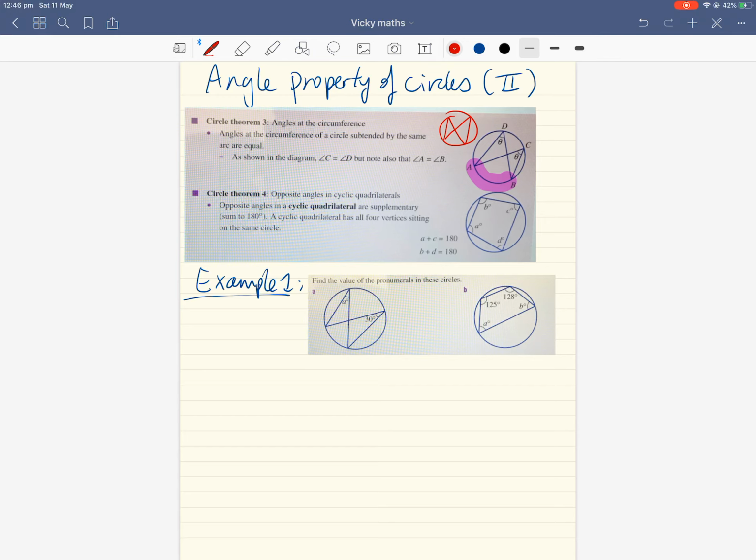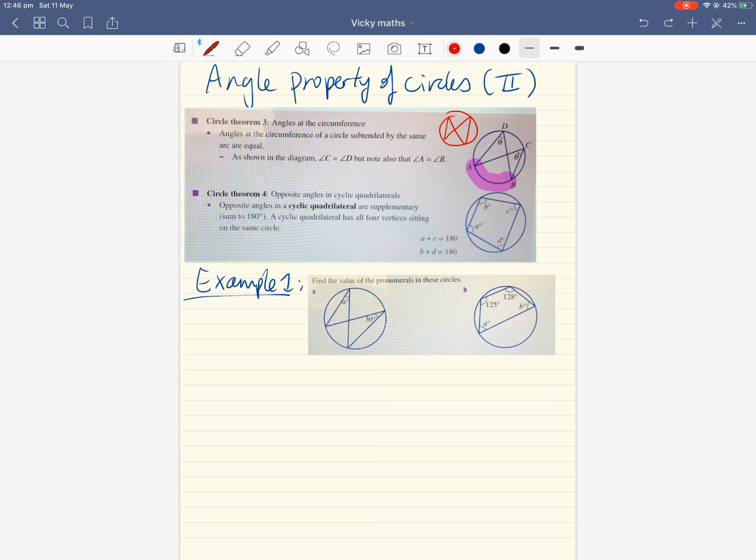The next theorem we're going to look at is circle theorem number 4, which is about cyclic quadrilaterals. A cyclic quadrilateral is a quadrilateral, a shape with 4 sides like that, but the vertices, the points of the quadrilateral, lie on the circumference of the circle. What's so special about a cyclic quadrilateral?